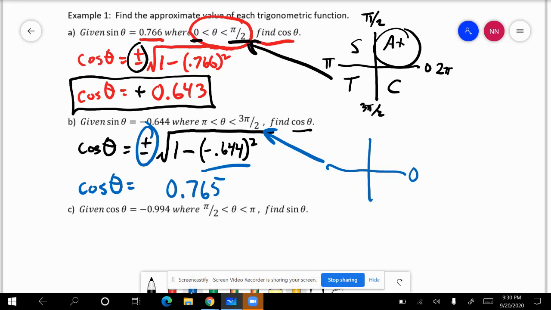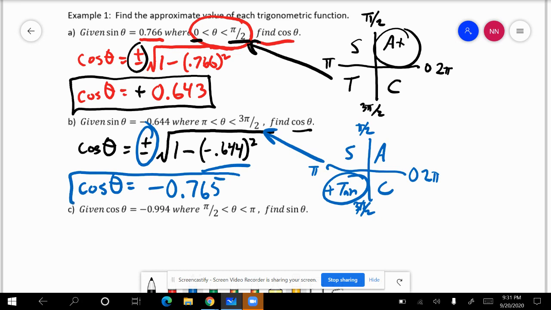Now, once again, we have to decide, is it a positive root or a negative root? We have 0, pi halves, pi, 3 pi over 2, and then 2 pi. This is in between pi and 3 pi over 2. All students take calculus. Tangent is the only one that's positive. This is not tangent, so that means that it's negative.